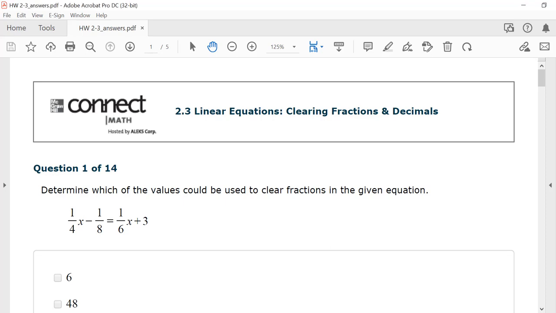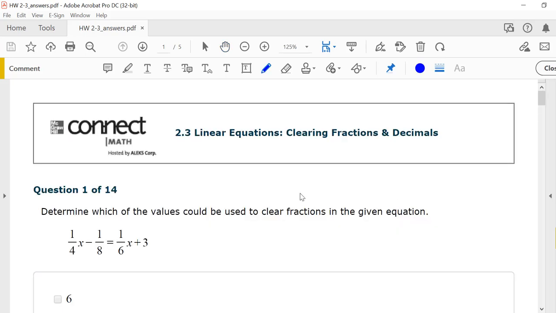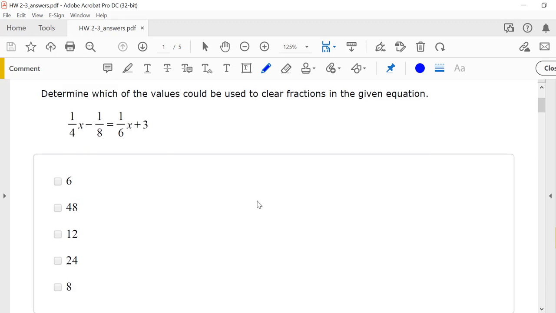We're going to do section 2.3, which is entitled Linear Equations, Clearing Fractions and Decimals. Number 1 says determine which of the values could be used to clear the fractions in a given equation. So when clearing the fractions, you want to find the least common denominator. And actually, it doesn't even have to be the least, it just has to be a common denominator. So of the numbers 4, 8, and 6, what number will all of those numbers go into?